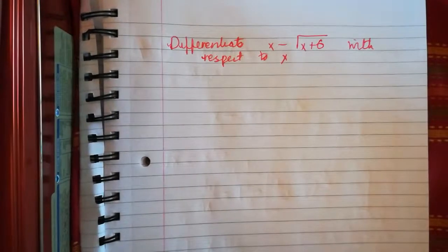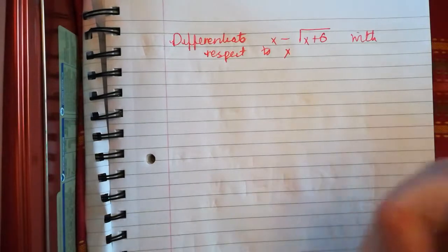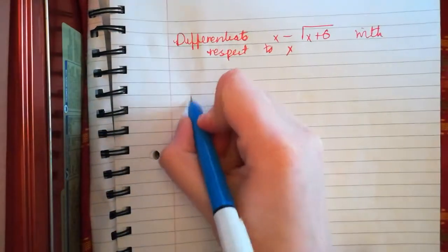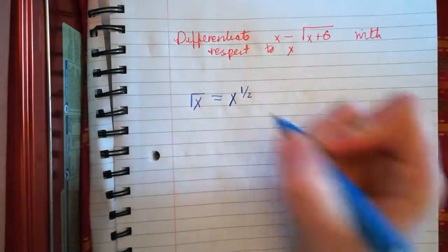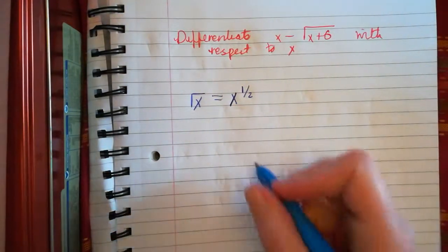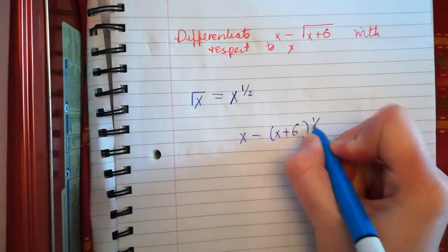In this question, we're asked to differentiate x minus the square root of x plus 6 with respect to x. So when I have anything with a square root and I want to differentiate, say if I have the square root of x, I write that as x to the power of a half. And if I want to differentiate that, I can do it that way. So I'm going to write x minus (x plus 6) to the power of a half.